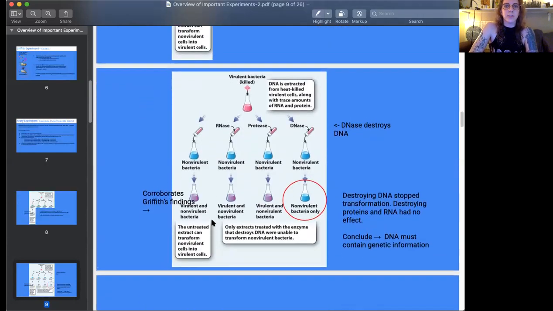So here's the results. And as we expected, some of them actually didn't have any effect. So when we cleaved the RNA, that didn't have any effect on what was transferred and how it was able to take up these virulence factors. Same with the proteins. But suddenly when we stop having this DNA transfer occur, now suddenly they can't take up these virulence factors anymore. So ultimately we can conclude, okay, this is telling us that DNA must be the thing that's responsible for holding this genetic information.